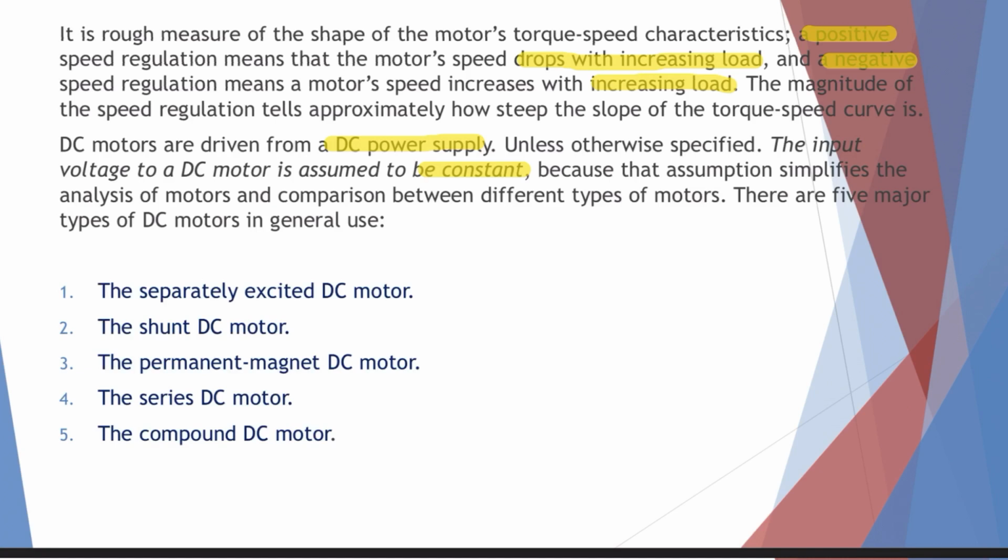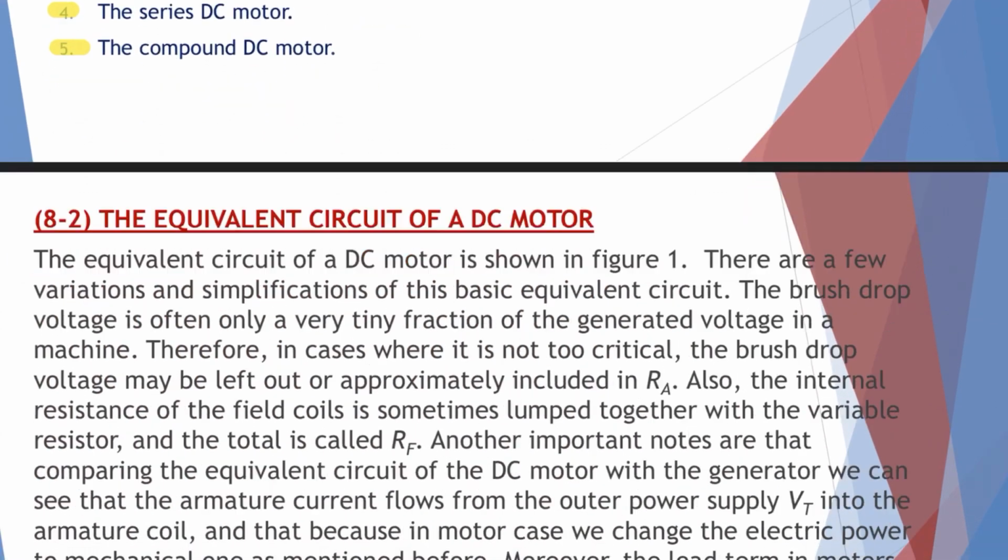So again, here we have 5 types of DC motors. Okay, the first one will be what? The separately excited DC motor. The second will be the shunt DC motor. The third, the permanent magnet DC motor. The fourth, series DC motors. And fifth will be the compound DC motor. Like the types of the DC generators.